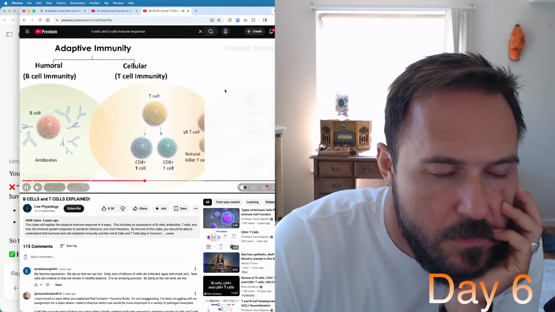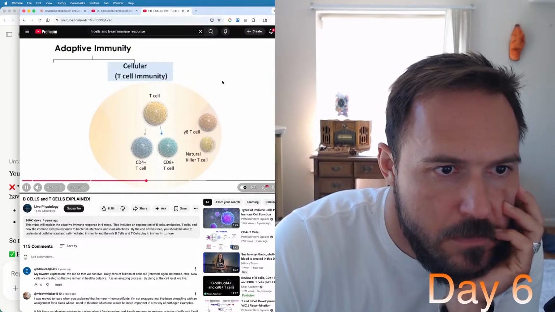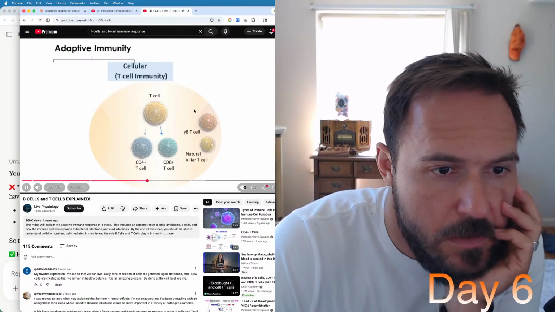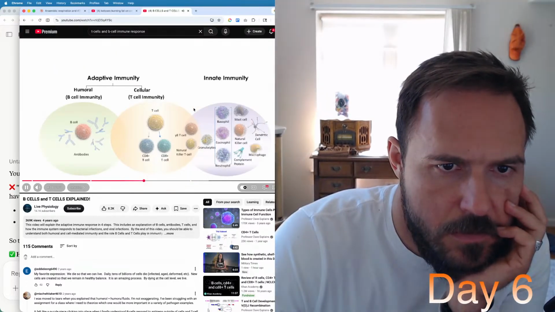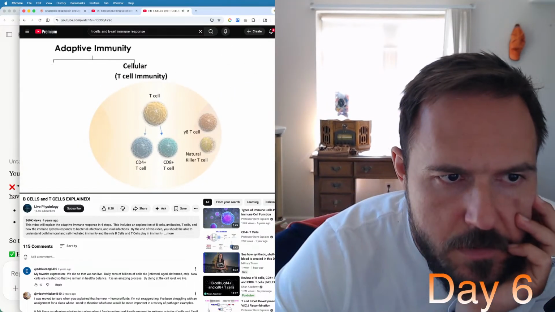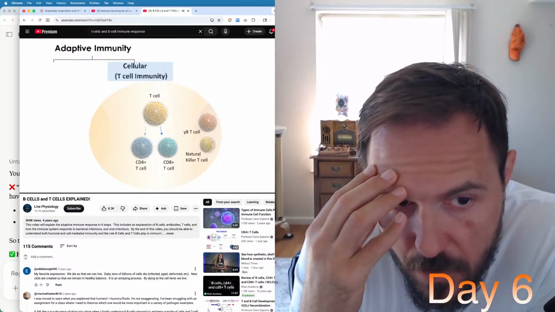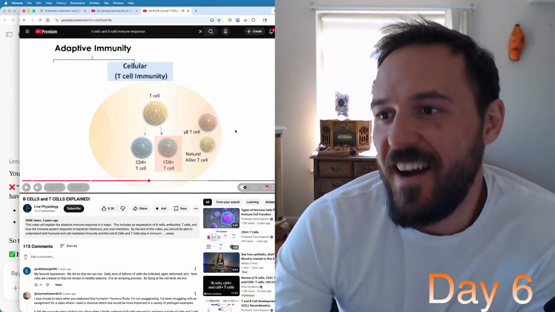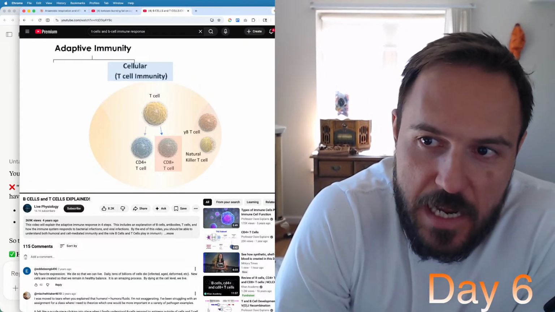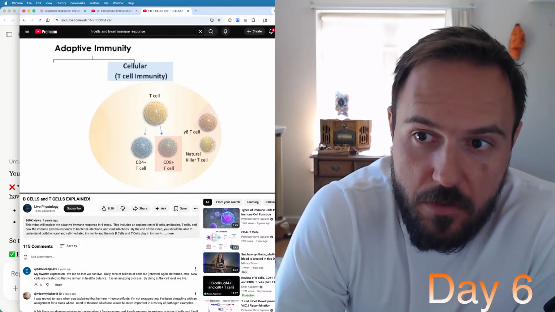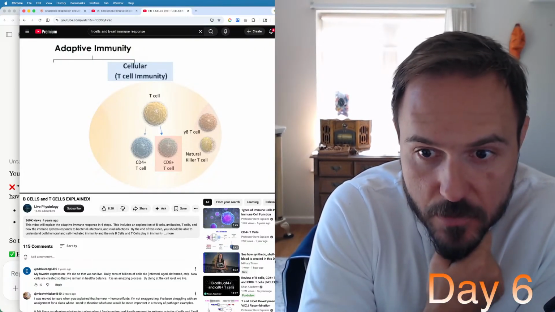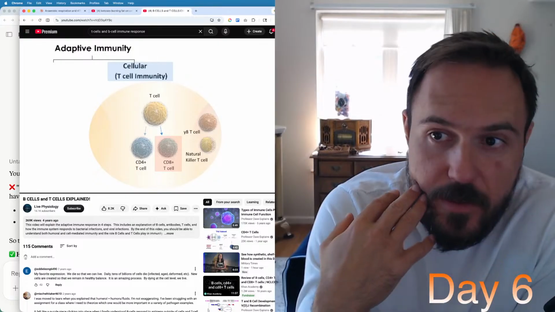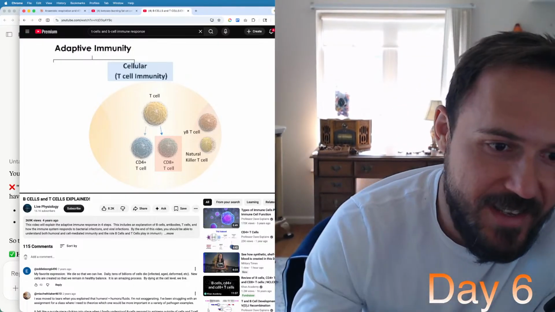When a cell becomes infected and cell-mediated immunity is needed, T cells respond by killing the infected cell. There are numerous types of T cells. Oh, I see. So because macrophages cannot eat our own cells because they're not foreign, the recognition doesn't work. But when our cell becomes infected, the T cell says, too bad, I'm going to kill you.